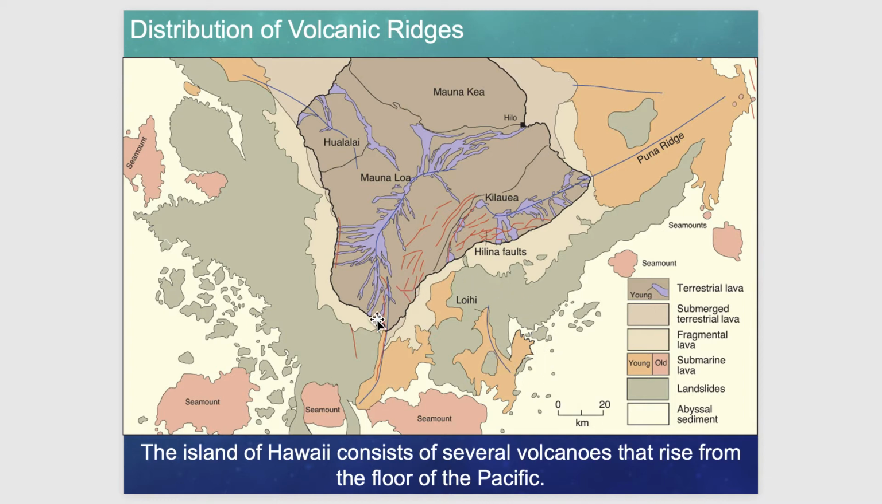So you have young lavas in this southern part, but also a little bit up here in the north and along the Puna Ridge, which is the one that was affected by extensive activity in 2018.